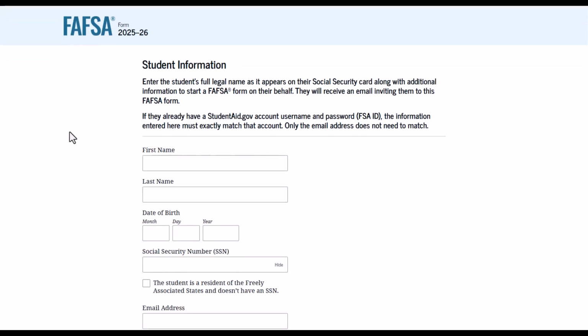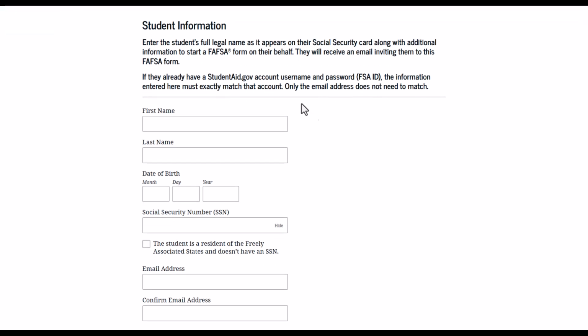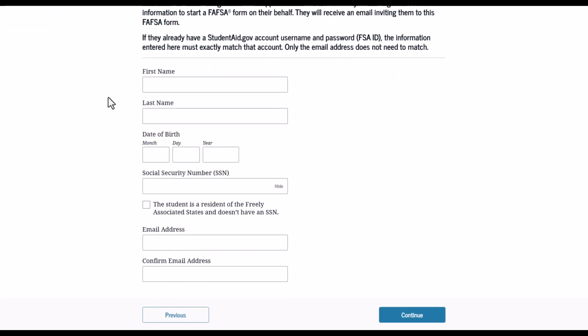From there, we will enter in the section where the parent will need to enter in the student's information. So they will need to enter in the student's first name, last name, date of birth, social security number, if they have one, and their email address. Once the student's information has been entered, you can continue on with the form.